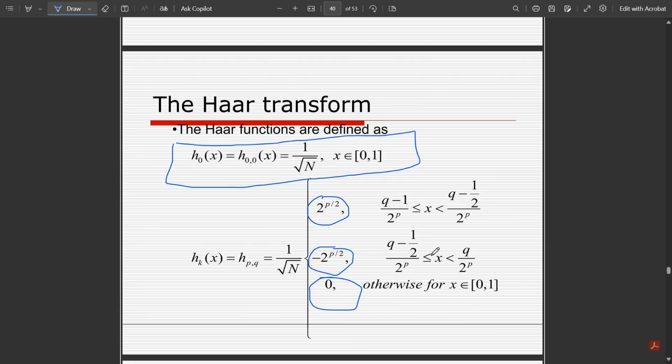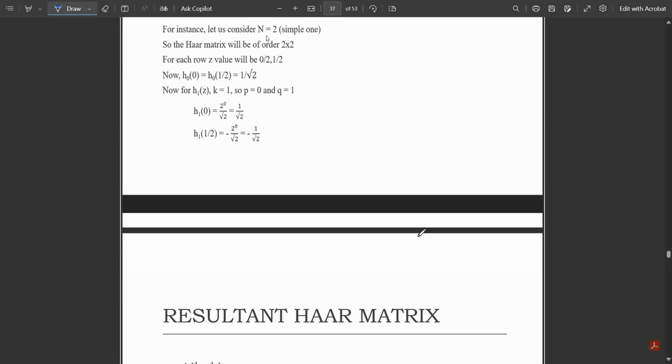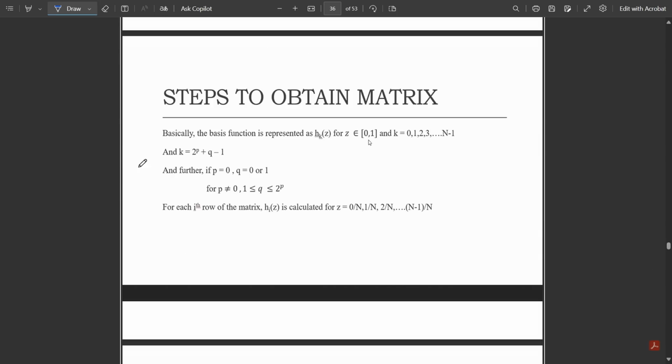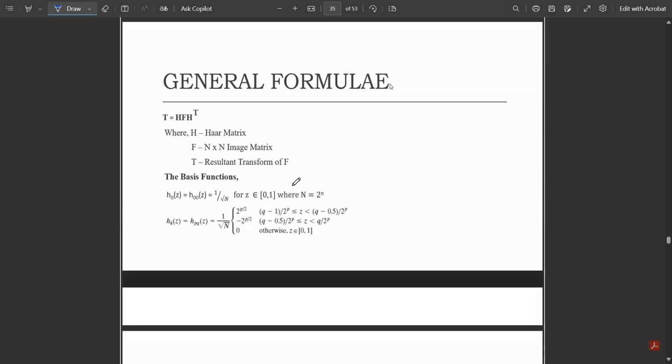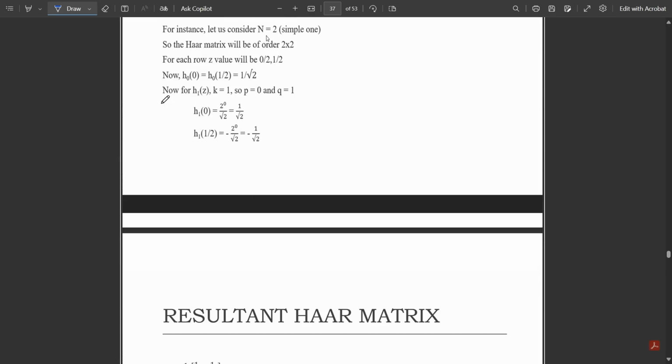So these are the conditions for the HAAR transform. This is one simple example, so I have that numerical. Let us see that. First, the steps to obtain the matrix. You see here they have given it. So this is the general formula: T is equal to H F H transpose, where H is the HAAR matrix, F is the N cross N image matrix, and T is the resultant transform. These are the basis functions as I have told you here. The same thing is given here.